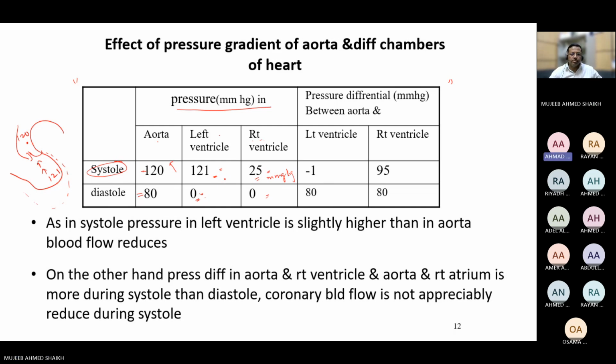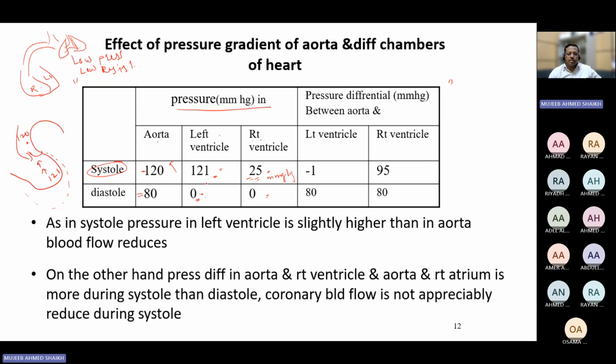Yes, if you remember, the heart has got left and right ventricle, and the right one is pushing the blood to the pulmonary side, which is low pressure and low resistance. Low pressure and low resistance circulation. That's why it is not much. It is only 25 millimeter of mercury.